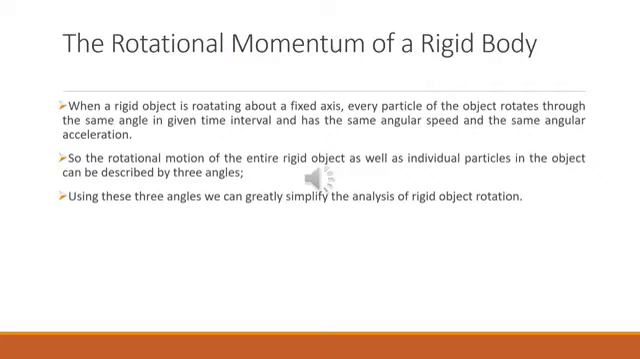The rotational momentum of a rigid body. When a rigid object is rotating about a fixed axis, every particle of the object rotates through the same angle in a given time interval and has the same angular speed and the same angular acceleration, so that the rotational motion of the entire rigid object, as well as each individual particle in the object, can be described by three angles. Using these three angles, we can greatly simplify the analysis of a rigid object's rotation.